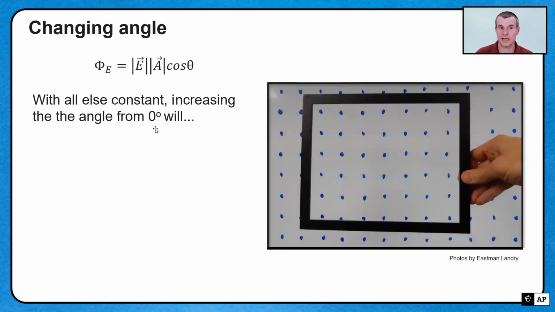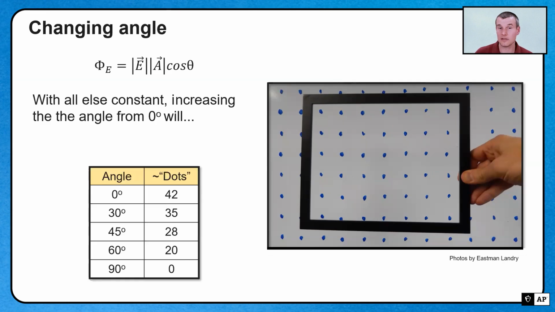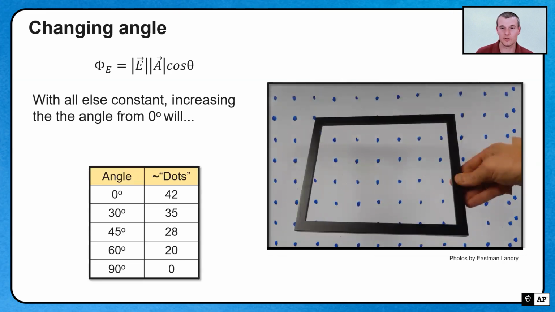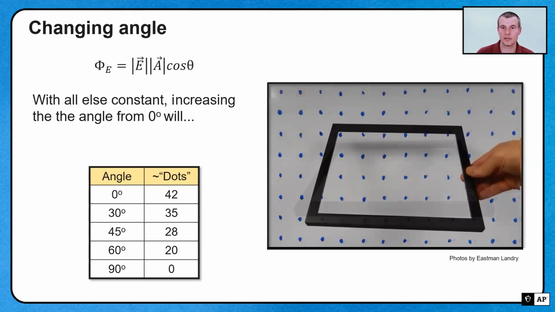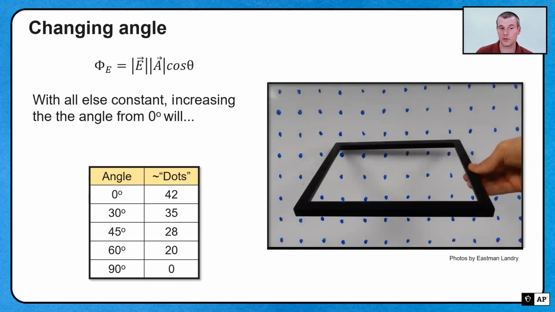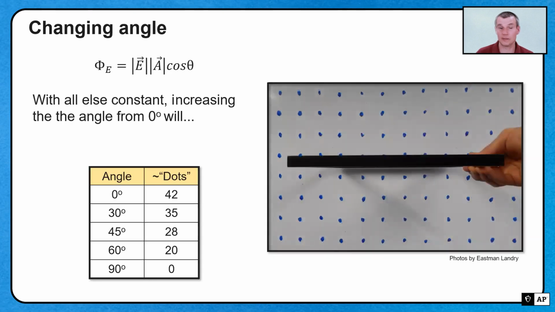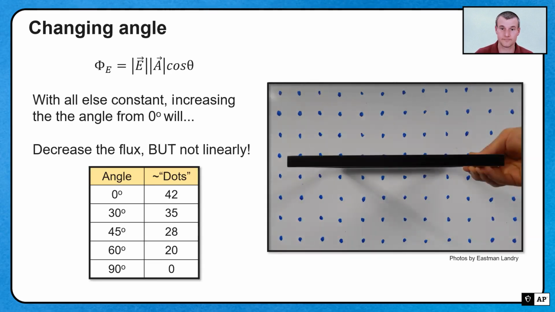Okay, what if we change the angle? This one's kind of fun. We have this one that's currently at 0 degrees. I made this little chart so you can count if you want to, but just take my word for it. If we go to 30 degrees rotation, there's about 35 dots. If I go to 45 degrees, there's about 28 dots. If I go to 60 degrees, I have about 20 dots. And at the very end, if I go to 90 degrees, I have no dots.